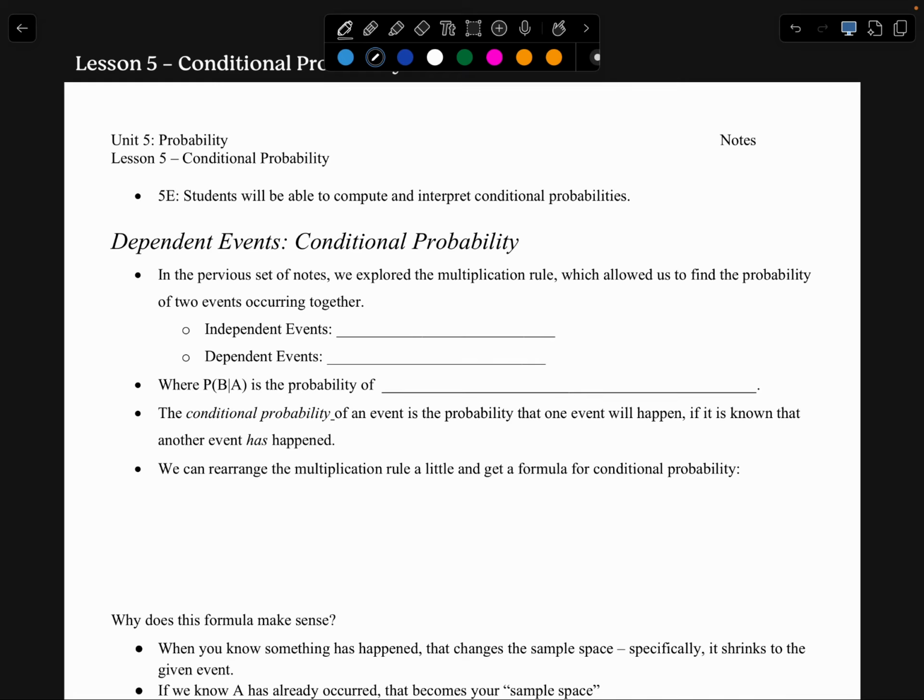So this is our note for lesson 5, right? And we are going to talk about dependent events and independent events, okay? With dependent events, there's something called conditional probability. And for conditional probability, we first need to talk about independent events, if two events are occurring together, or dependent events, okay?